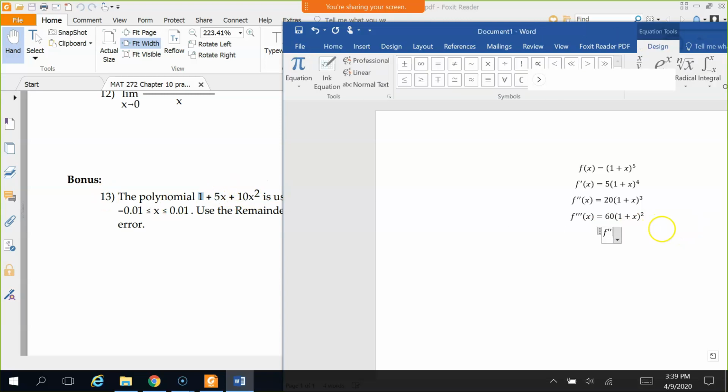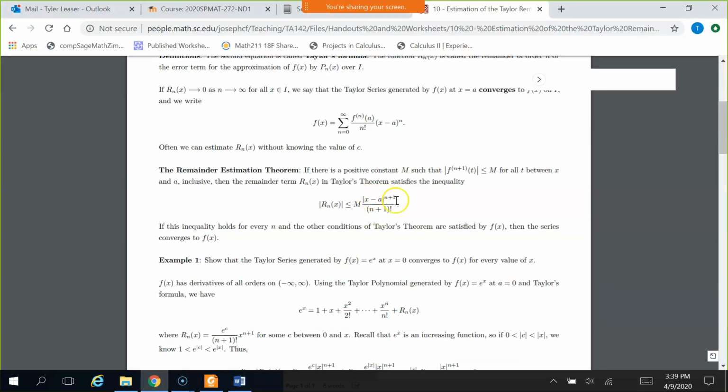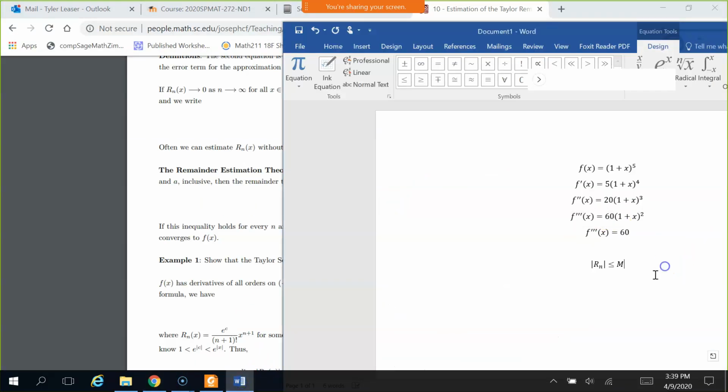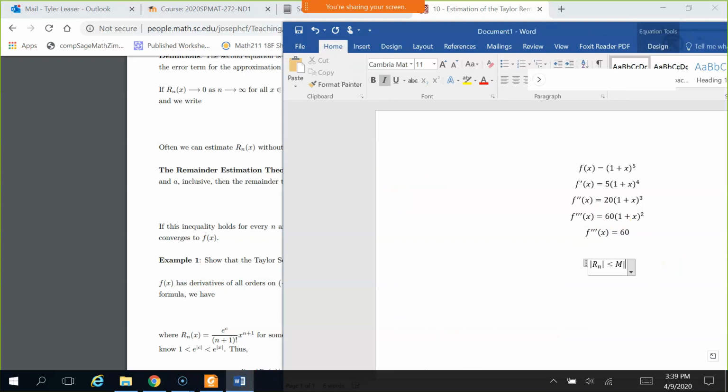So now we need to plug 0 into the third derivative and we get 60. That's going to be the M from that formula. So if we're bounding our remainder here, where that needs to be less than or equal to that M, and then what was the formula exactly? x minus a to the n plus 1 over n plus 1 factorial. Okay, so x minus a to the n plus 1 divided by that n plus 1 factorial.